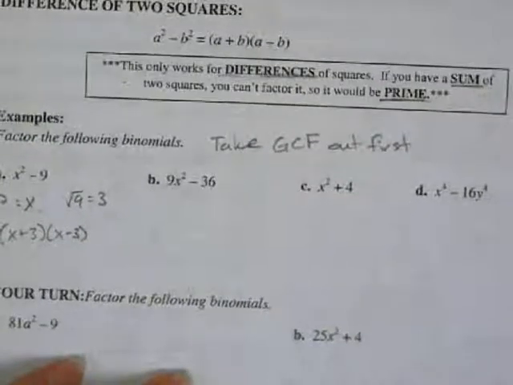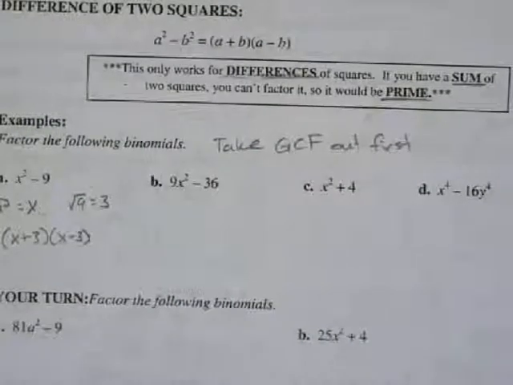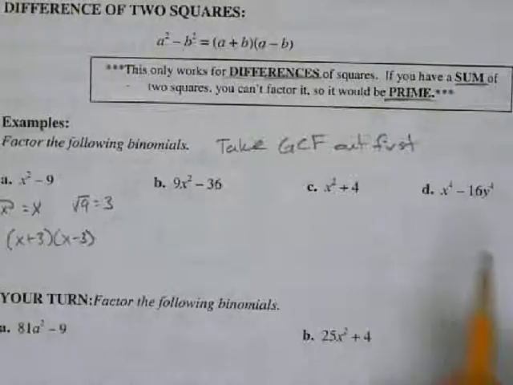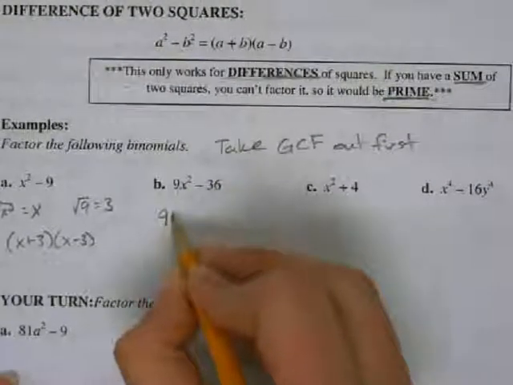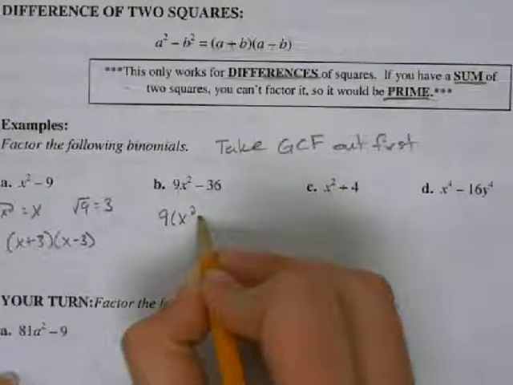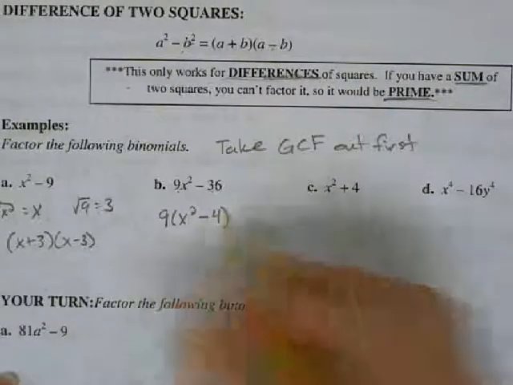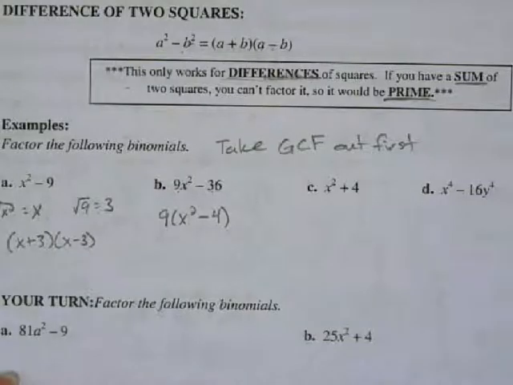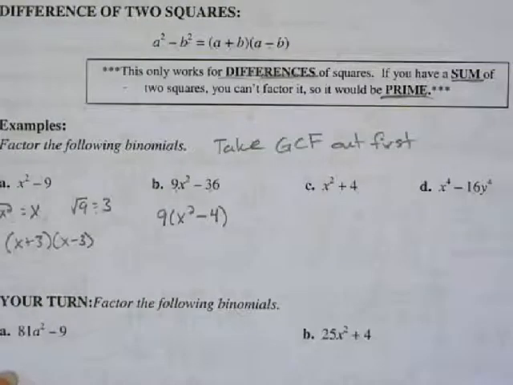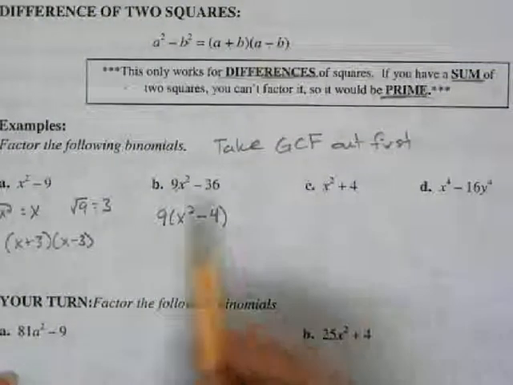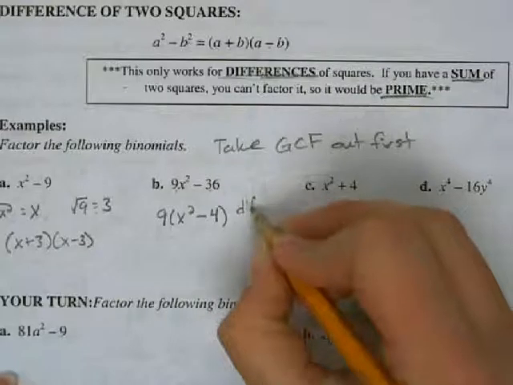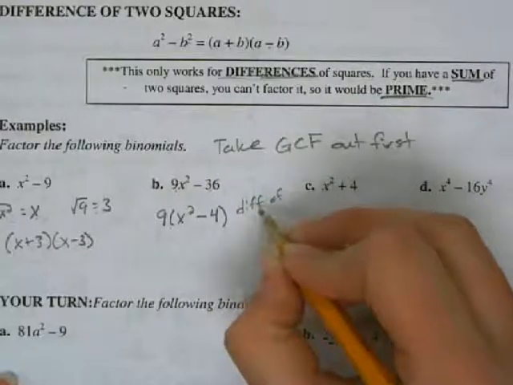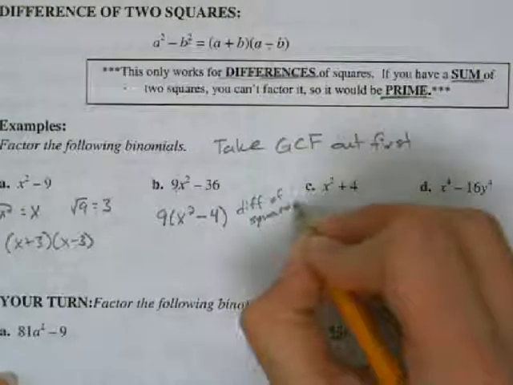So for instance on B, they are perfect squares, but I also have a GCF here, 9 and 36. I can take a 9 out front. I get an x squared minus 4. This is going to prevent me from having to take GCFs out at the end if I go ahead and do it first. So 9 comes out front, I've got x squared minus 4. I'm not done though. X squared minus 4 is the difference of squares. Anytime I see that difference of squares, I have to factor them.